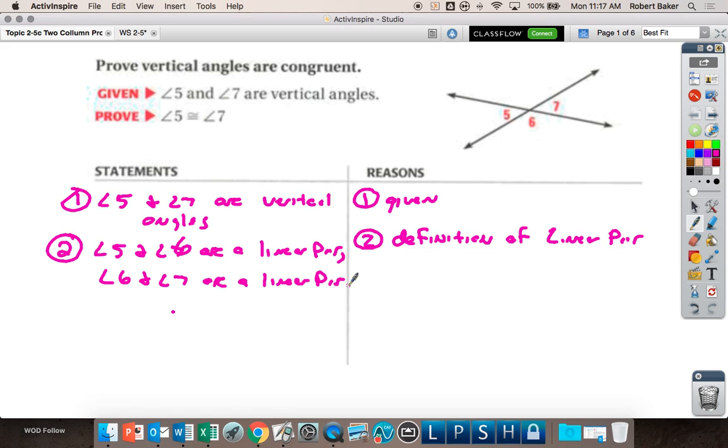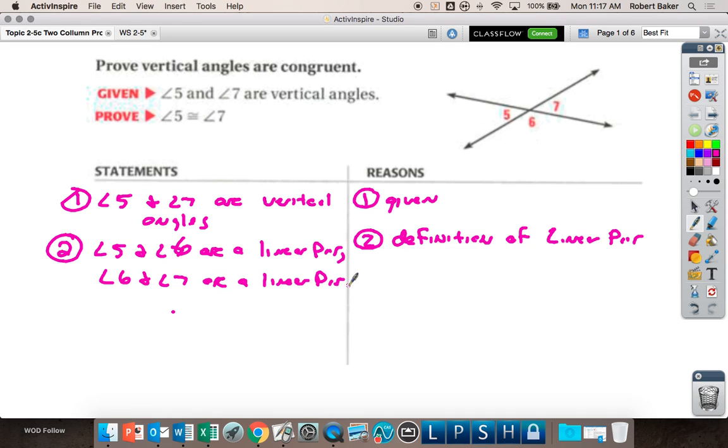Have I lost anybody yet? All I did was look at the picture and use math to describe the picture. Do you understand that 5 and 6 are a linear pair? Perfect. But do you know why we put that? Because I know the end game and you guys don't. So there's a purpose for stating that these two are a linear pair.